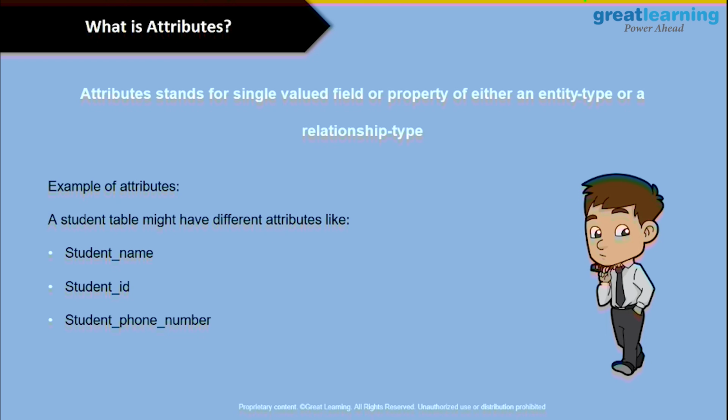When we talk about a table called student table, it might have different attributes. We talk about these attributes: the student name, student ID, the student phone number, and many more. The columns you have in a table basically stand for attributes. So attributes can stand for a single valued field and property of either an entity type or a relationship type. So this is how we define our attributes.